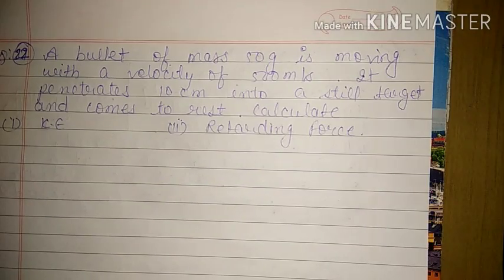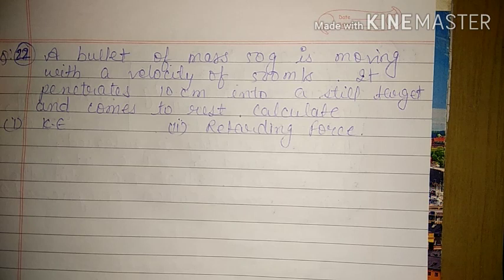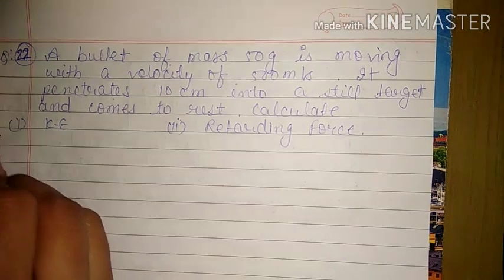Our next question is question number 22. A bullet of mass 50 gram is moving with a velocity of 500 meter per second. It penetrates 10 centimeter into a still target. Still target means target at rest, and comes to rest. Calculate kinetic energy and retarding force.